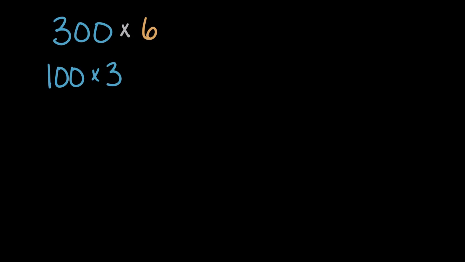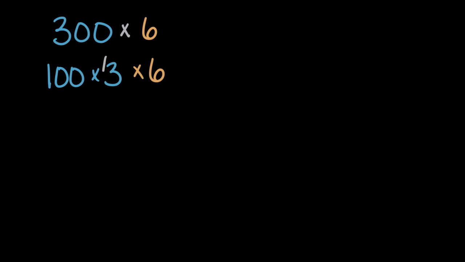Let's try another one. Let's do something like, let's say 300 this time. We'll do hundreds instead of tens, times 6. Well, 300 we can break up like we did with 80 in the last one, and we can say that 300 is 100 3 times, or 100 times 3. And then we still have our times 6 after that. So these two expressions, 300 times 6 and 100 times 3 times 6, are equivalent because we replaced our 300 with 100 times 3.